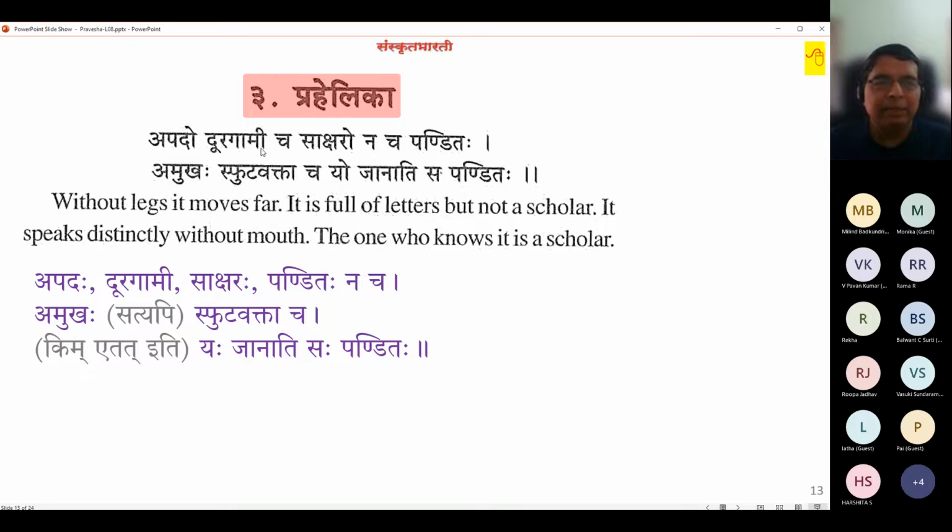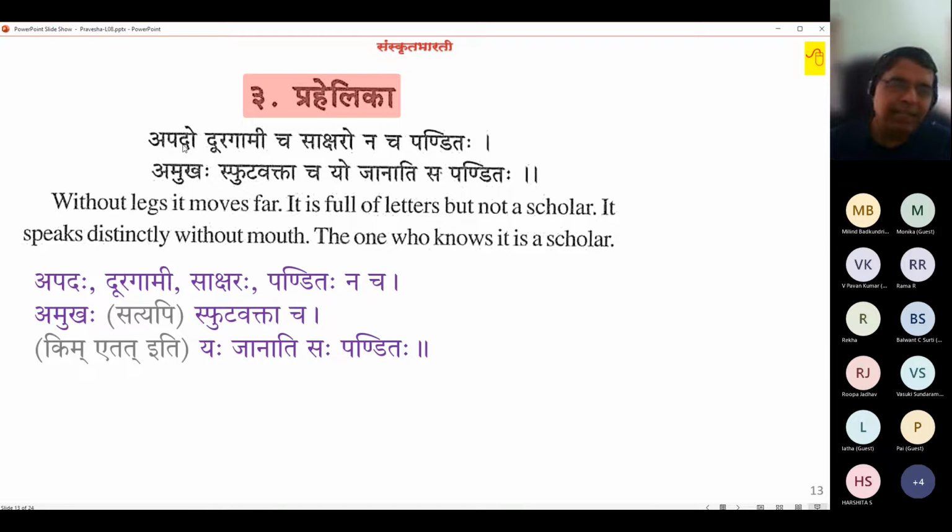Apado duragami cha saksharo na cha panditah, amukah sputavakta cha yojanati sa panditah. Slowly. Apado duragami cha saksharo na cha panditah, amukah sputavakta cha yo janati sa panditah.